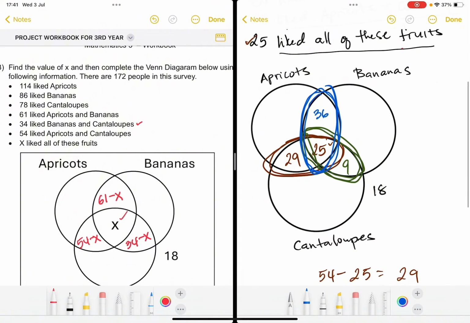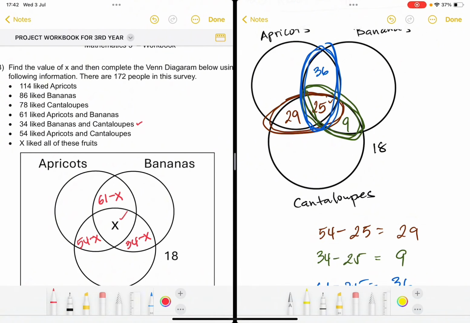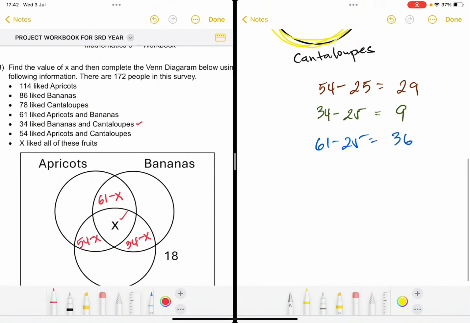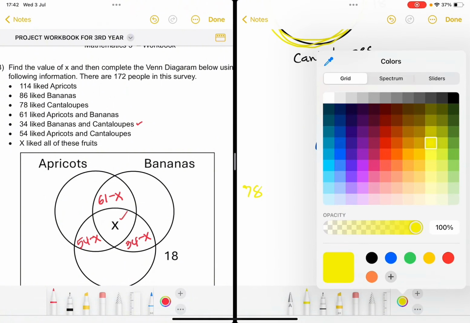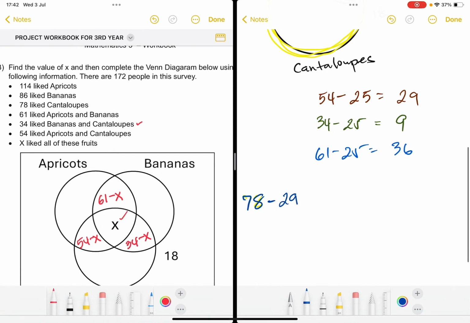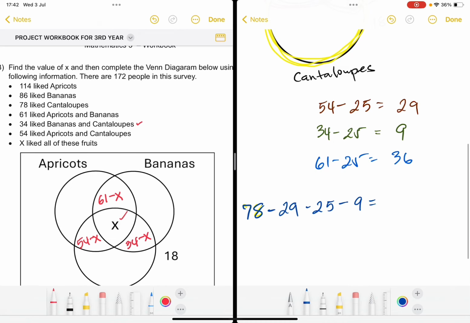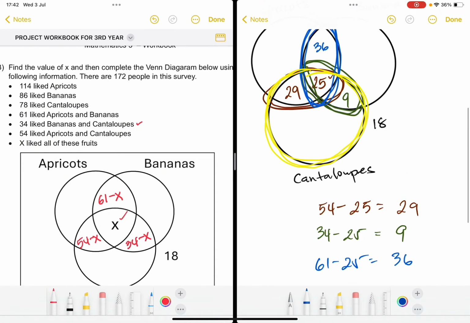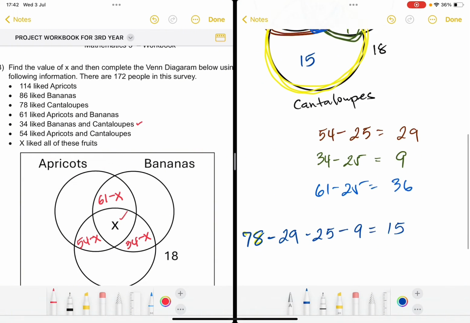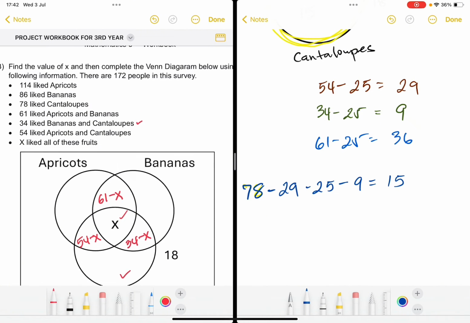Next, 78 like cantaloupes. I will use yellow. Cantaloupes, this circle. 78 like cantaloupes, so we are going to subtract from 78. 78 minus 29 minus 25 minus 9 is how many? We have 15. The same step for this area of the Venn diagram. 78 like cantaloupes, so let us subtract.